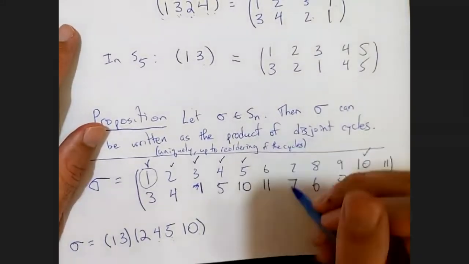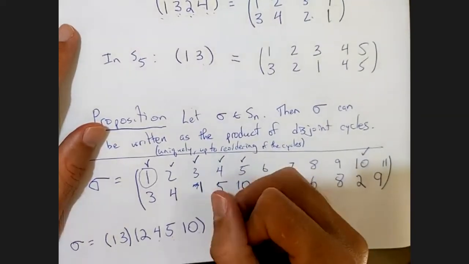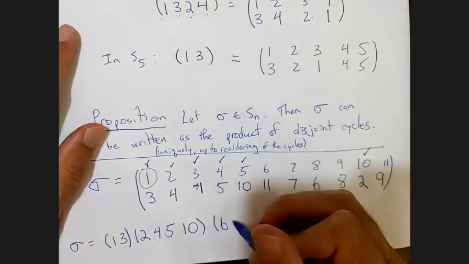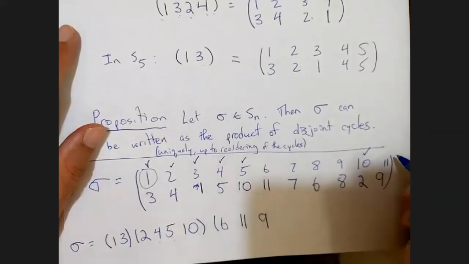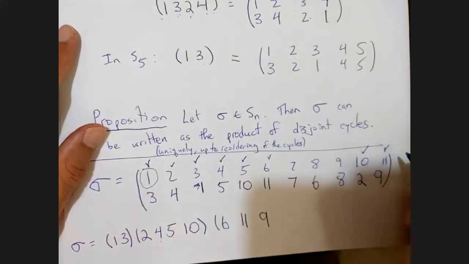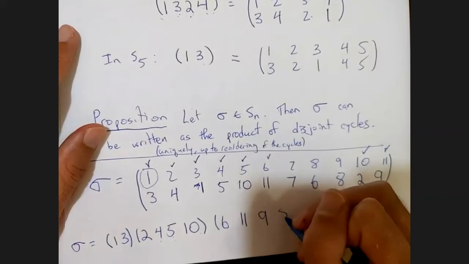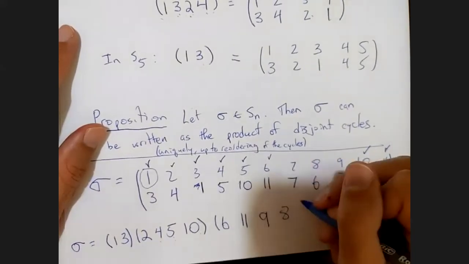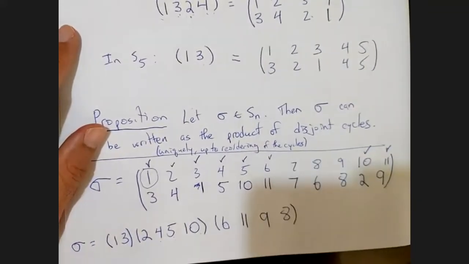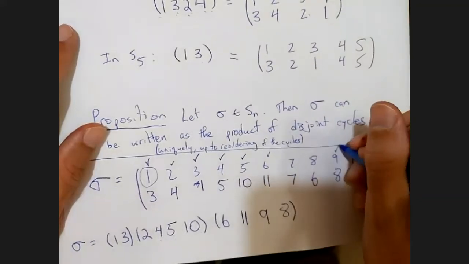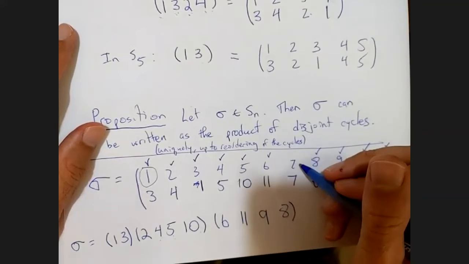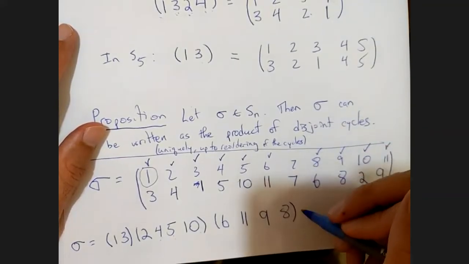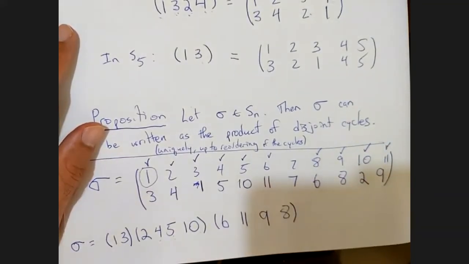We have to figure out what happens to 6. If we start with 6, 6 goes to 11, 11 to 9, 9 goes to 8, and 8 goes back to 6. That's the end of that cycle. The only thing we haven't seen is 7, and 7 gets sent to 7, so we just leave that off.